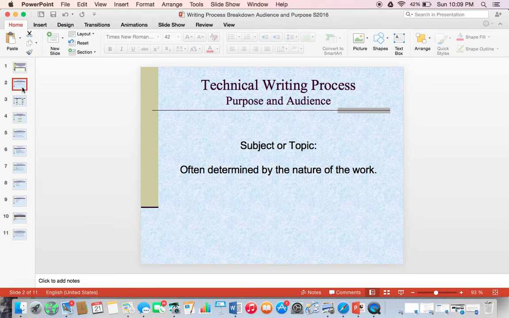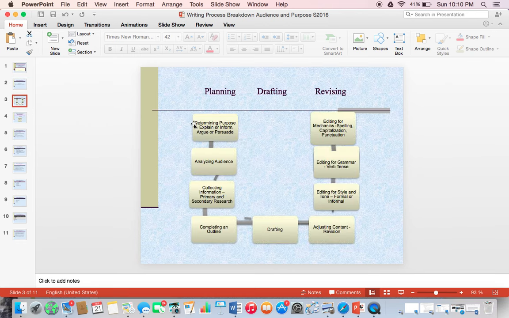Many times as a professional, you'll have to write documents such as letters and memos, reports, proposals, and you'll find though that you don't have to struggle too much to select your subject or your topic because the needs of your job will dictate what you have to write about. However, purpose and audience are a much more complex issue when it comes to technical writing.